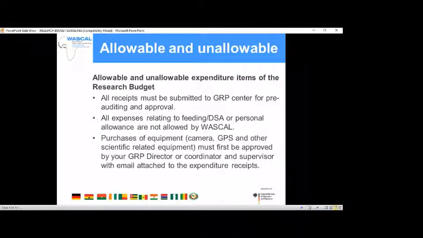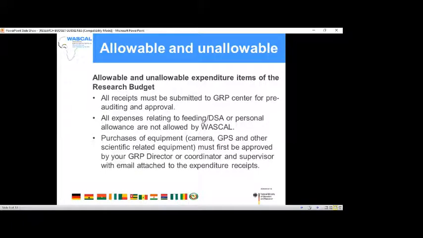Allowable and unallowable expenses. This is very, very important. Allowable and unallowable expenditure items of research budgets. All receipts must be submitted to DRP Center for pre-auditing and approval. As earlier mentioned, you have to forward all your receipts to me and the Excel sheet. I look into it, forward it to the director, who will give our own consent by approving it.